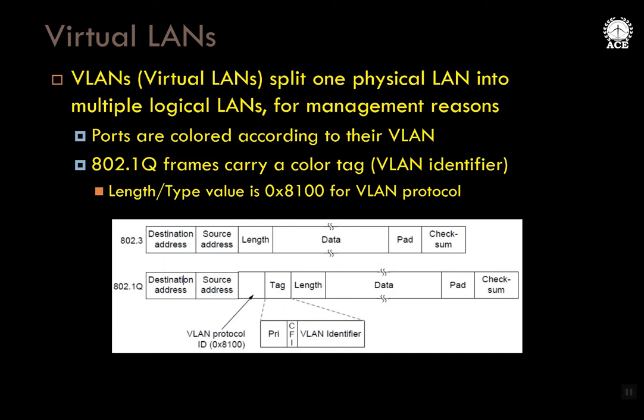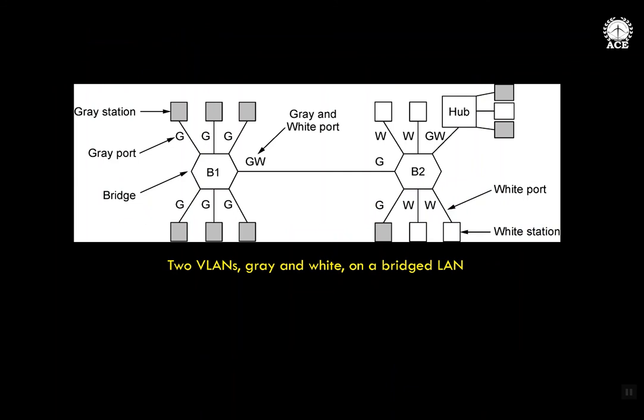So how are we going to distinguish? On the virtual LAN aware switch, we will have ports with different colors: red, green, blue, gray, white, like that. By means of the colors, you can distinguish, where 802.1Q frames carry one color tag, the virtual LAN identifier. This is a frame format. You don't have to go into the frame format; this is just for reference I have put here. Otherwise, this is one configuration you can see.